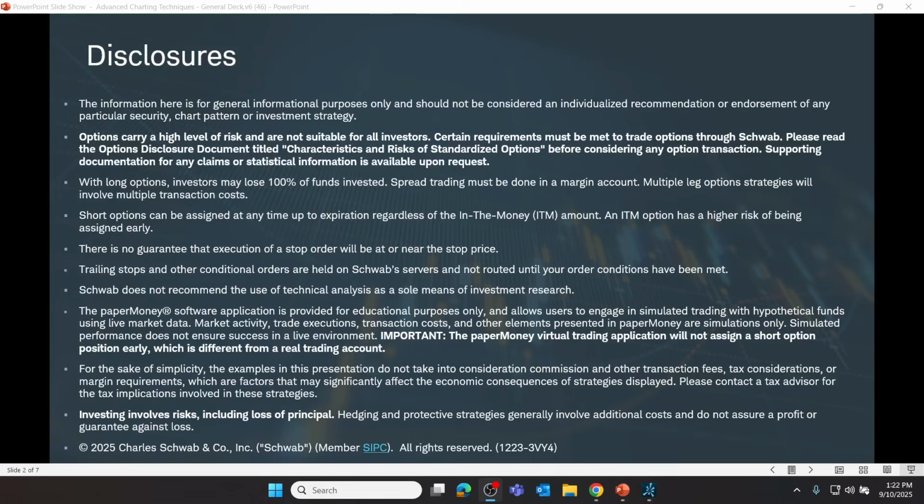But as we do that, of course, the very first thing we need to do is consider the risks associated with trading or investing. The information here is for general informational purposes only and should not be considered an individualized recommendation or endorsement of any particular security, chart pattern, or investment strategy. Schwab does not recommend the use of technical analysis as a sole means of investment research, and investing involves risks, including the loss of principal.